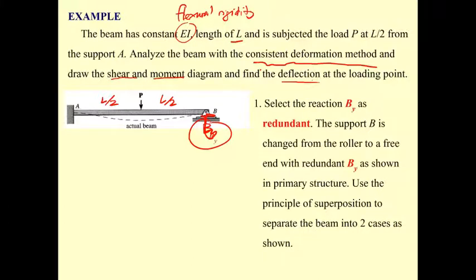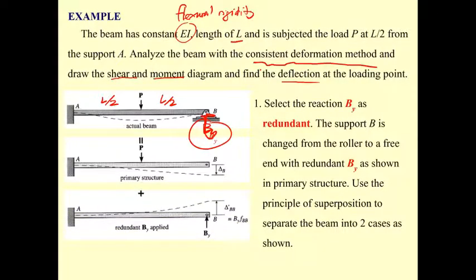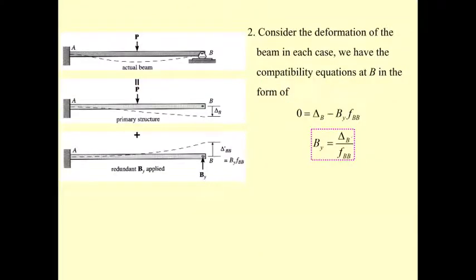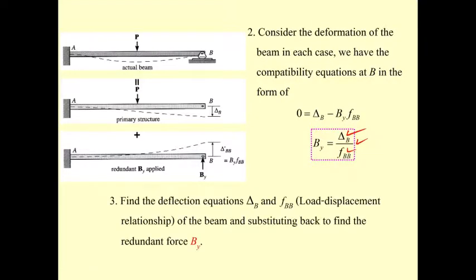point. So after we select B_y as redundant, the structure can separate into two beams based on the principle of superposition. Okay, and as we have this structure, we will have the compatibility equation in this form. So the problem is to determine delta_B and f_BB. You may use the conjugate beam, you may use the method of virtual work, you may use the Castigliano theorem to determine them, or you may also use the table, the deflection table, to determine it.